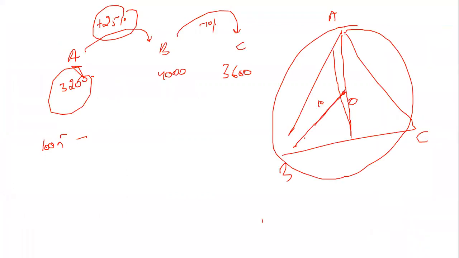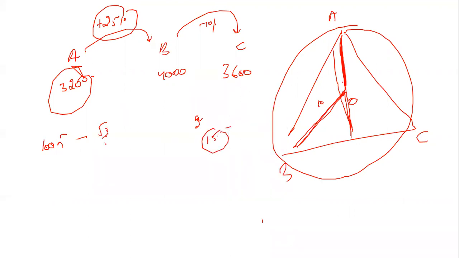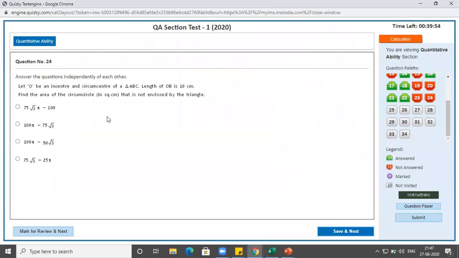Now this is 10. That means this is 10. This is 2/3 of my height in an equilateral triangle, right? So 10 is 2/3 of my height. That means 3/3, or the full height, would be 15, right? And area would be √3/4 into a square, 15 squared, something like that.